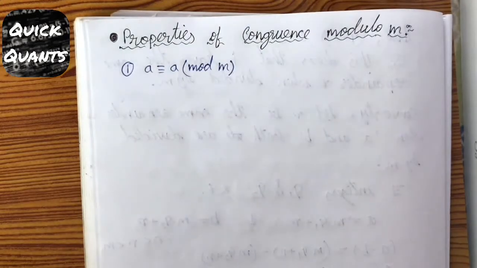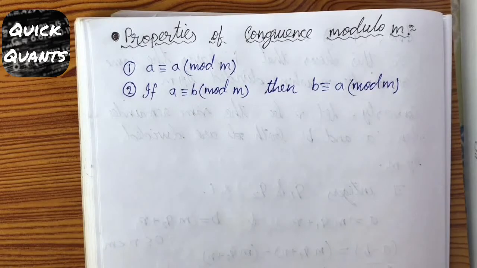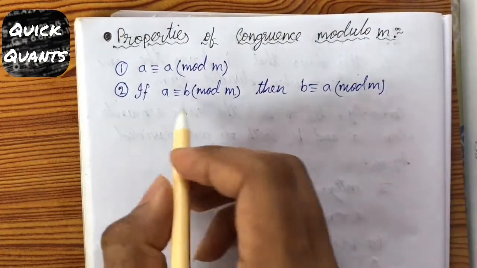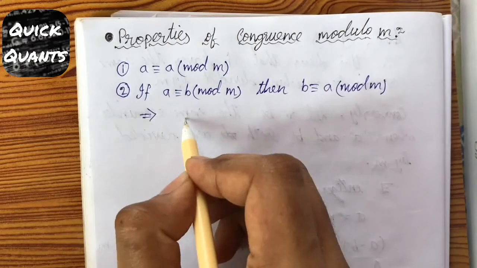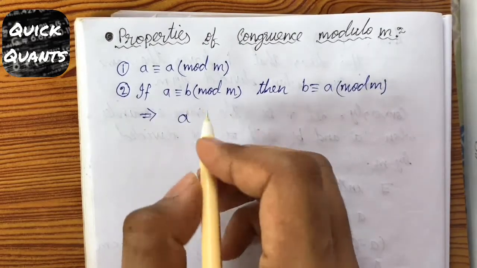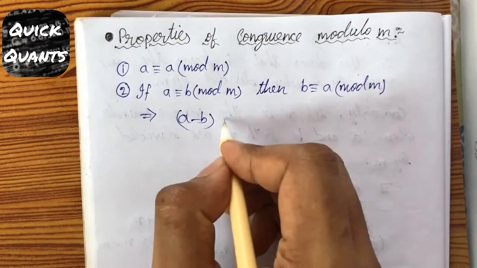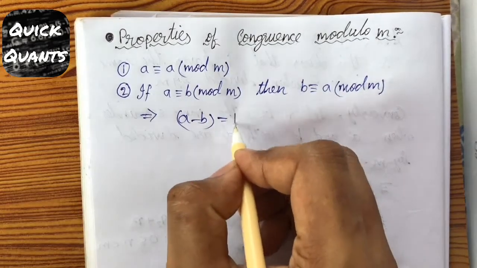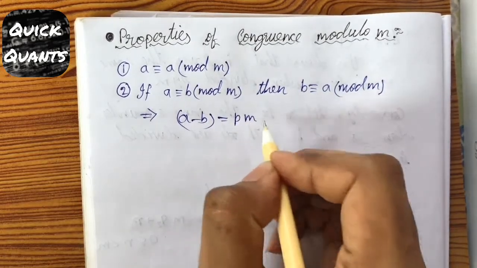The first property is A congruent to A mod M. This is pretty obvious. The second property states that if A congruent to B mod M, then B is also congruent to A mod M. This is also obvious because from the definition we know that A congruent to B means A minus B is divisible by M, or you can say that A minus B equals some integer times M.